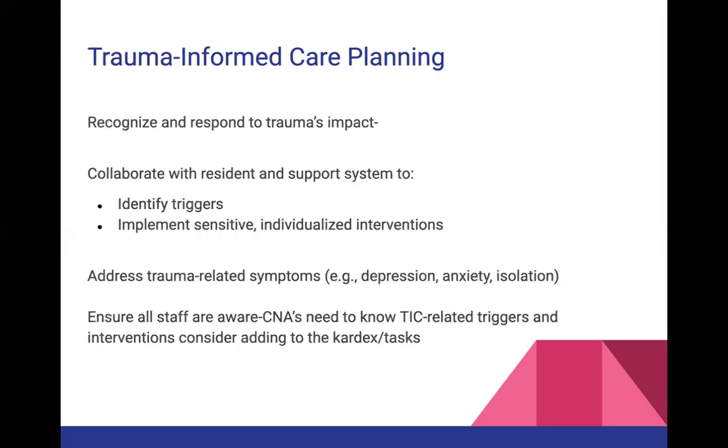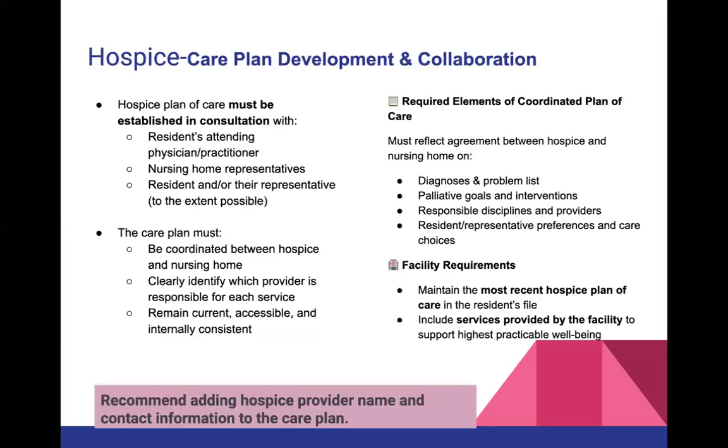Trauma-informed care planning. So we need to recognize and respond to trauma impact. That means collaborating with residents and their support system to identify triggers, implement sensitive, individualized interventions, and address trauma-related symptoms. And this is something that the regulations specifically expect that all staff are versed on. So your CNAs, and even your housekeepers, if they have interactions with these residents, will need to know what their triggers and interventions are. So with trauma-informed care, if you do have something like that, I highly recommend you pull that information over to their care cardexes.